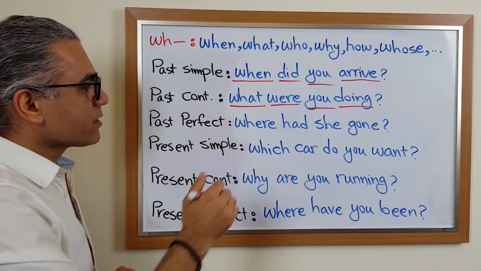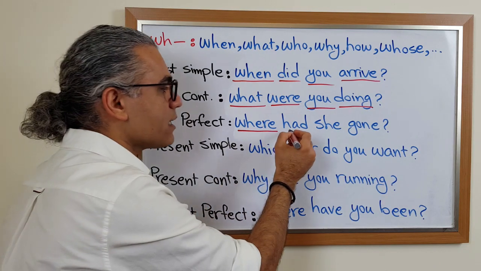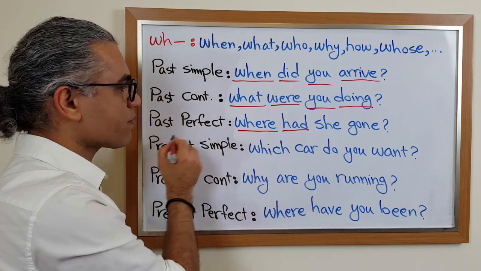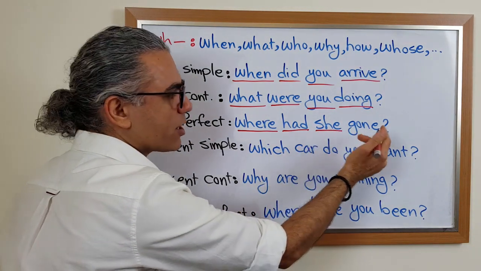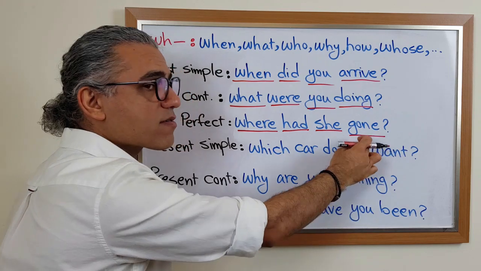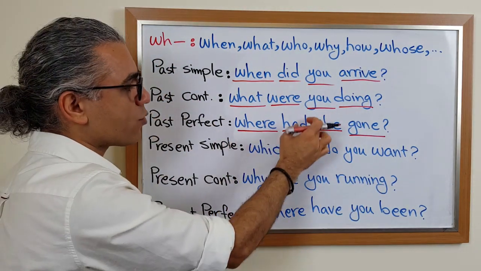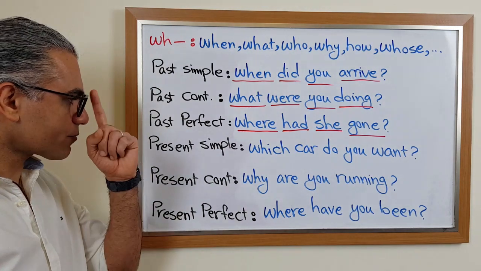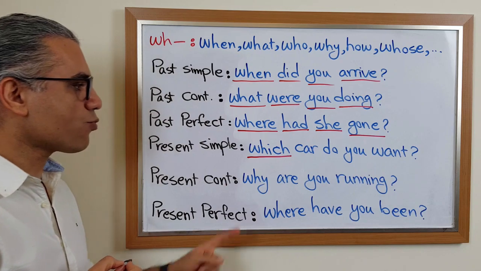Past perfect, we have started with the WH word, and then had is the auxiliary verb for past perfect, the only choice. She, the subject, and gone, the past participle form of the main verb go, because your auxiliary verb is had. Present simple, you start with a WH word.